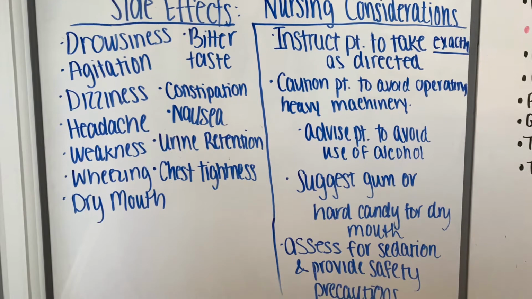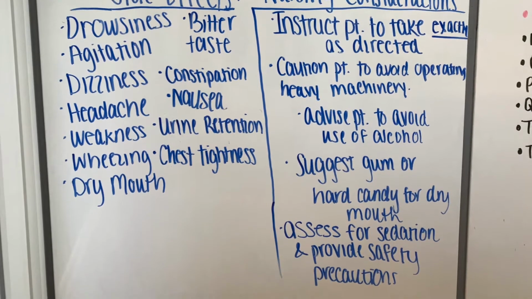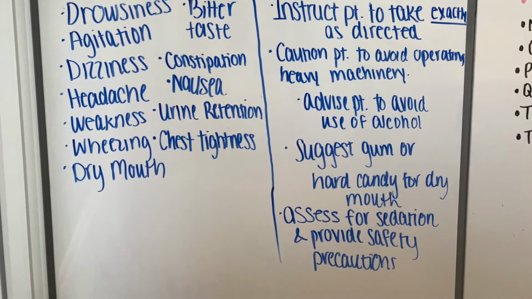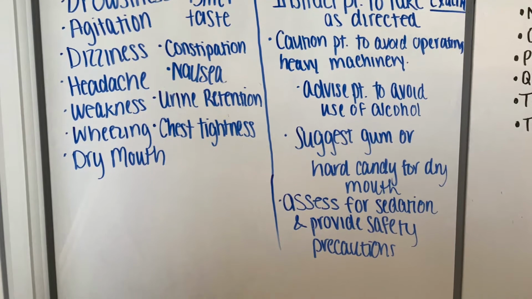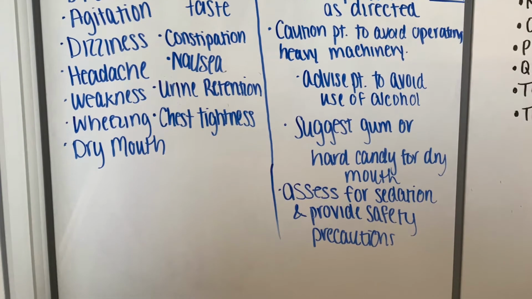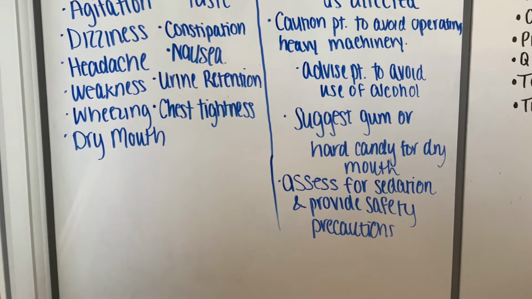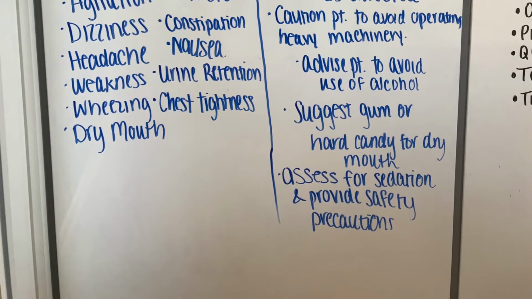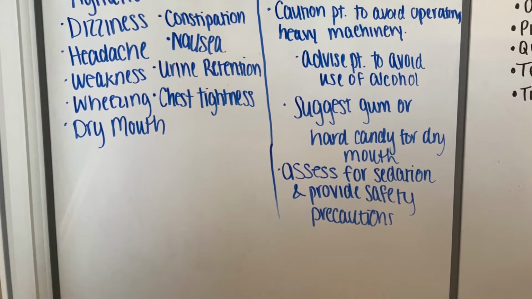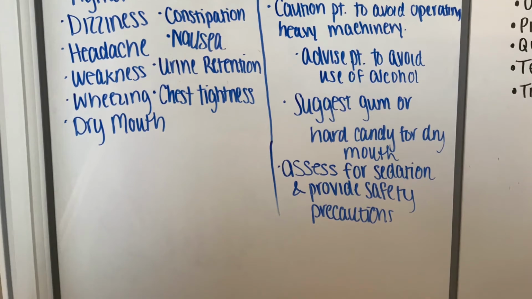Nursing considerations and teaching points for this drug include instructing the patient to take the medication exactly as directed, cautioning the patient to avoid operating any heavy machinery while taking the drug, advising the patient to avoid the use of alcohol in combination with this drug, suggesting gum or hard candy for dry mouth, and assessing the patient for severe sedation and providing safety precautions before and during the administration of this drug.